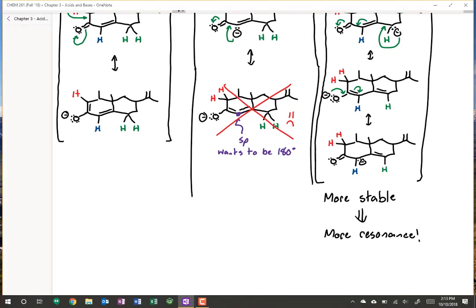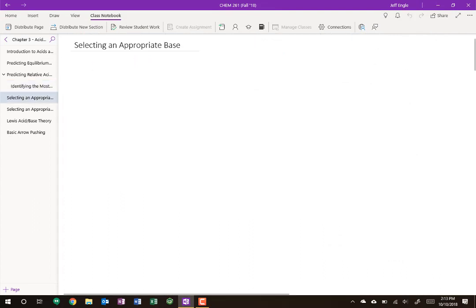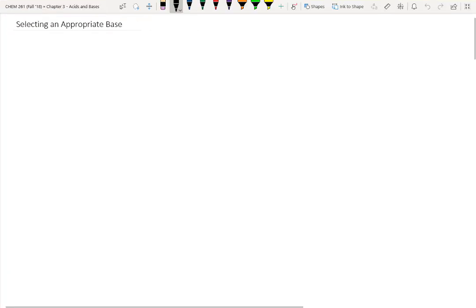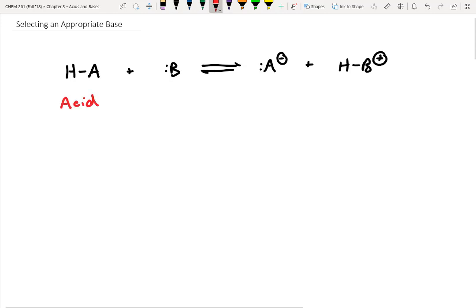All right, there's one last thing we wanted to talk about that you might need for the pod, and that's selecting an appropriate base. If you have that common bases handout that I gave you, you might want to pull that out. But again, I'm going to redraw the generic acid-base reaction and say, all right, we've got a proton of interest that we want to deprotonate. I don't want to deprotonate any other protons. What base might I need to accomplish this? And like I said, you can always think of this being a competition between your original acid and your conjugate acid.